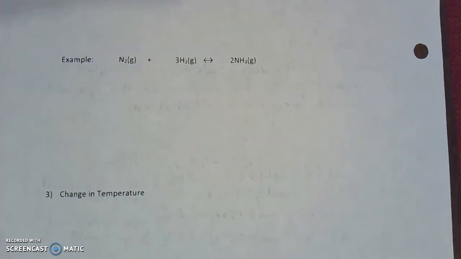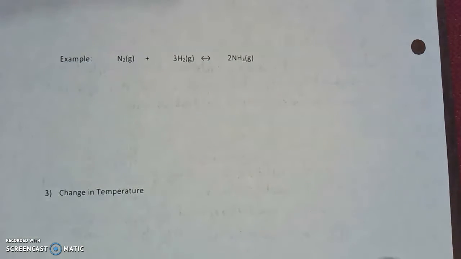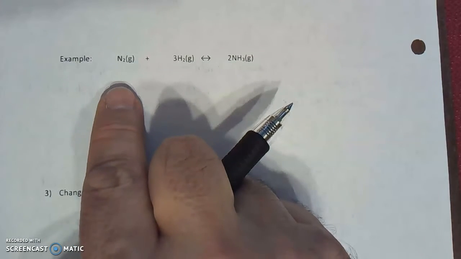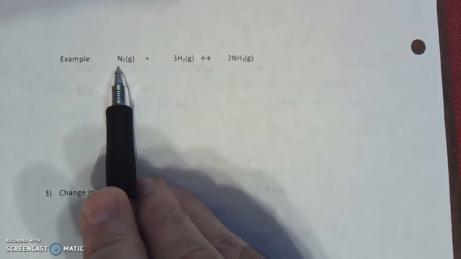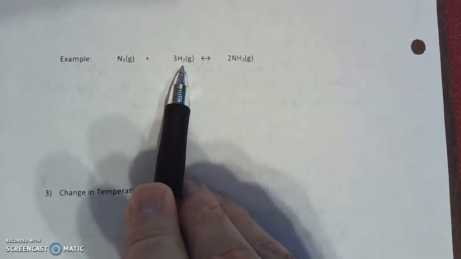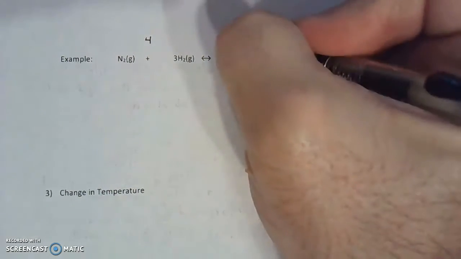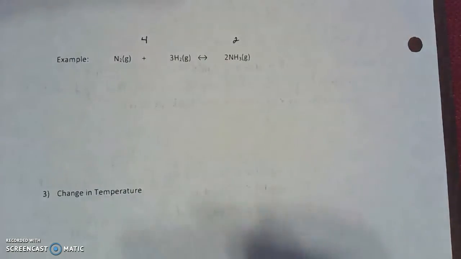So let's look at this example. Here we have an equilibrium system. If you know that you're going to be doing Le Chatelier's, I always just write the number of moles on each side. I have 1 here for nitrogen and 3 moles of gas from hydrogen, so I have 4 on this side and I have 2 moles on this side. We just use the coefficients. They're all gases, so we're good.